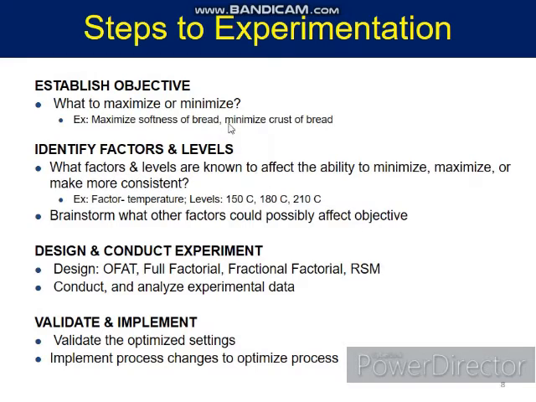So once you know your objective, you know the factors and also the levels of the factors that will affect the objective within your process. Next, you need to design and conduct the experiment. So design experiment means that you have to choose what kind of experimentation approach you want to adopt. It can be the one factor at a time approach. It can be full factorial.